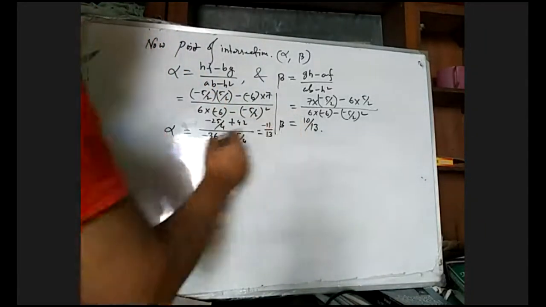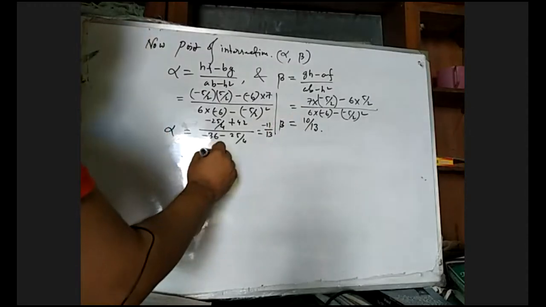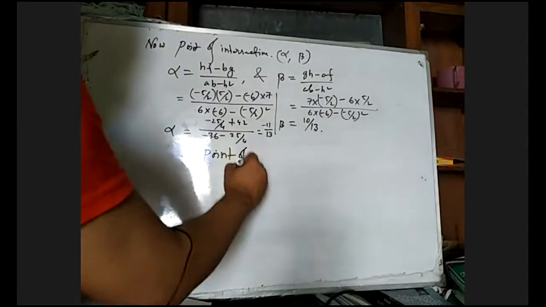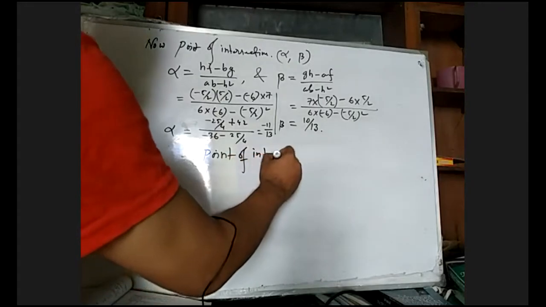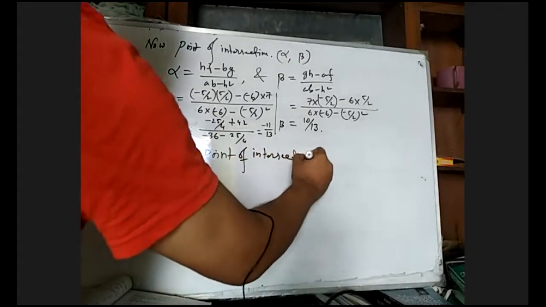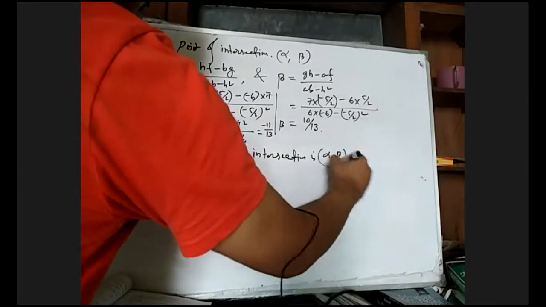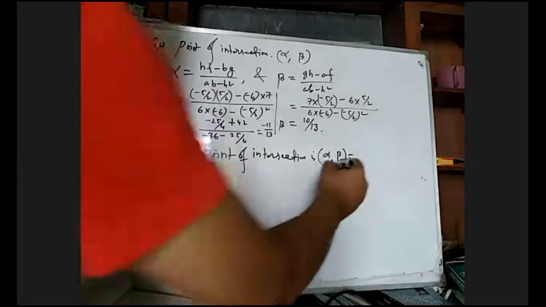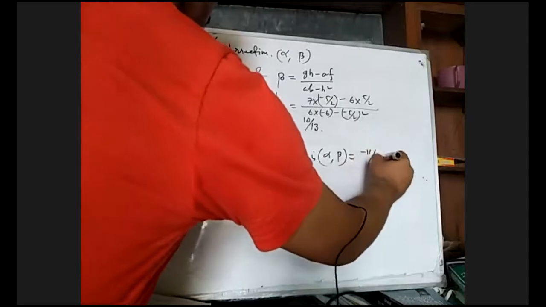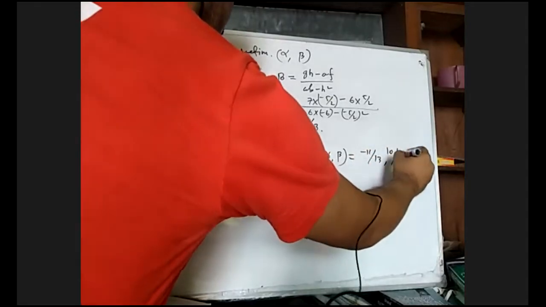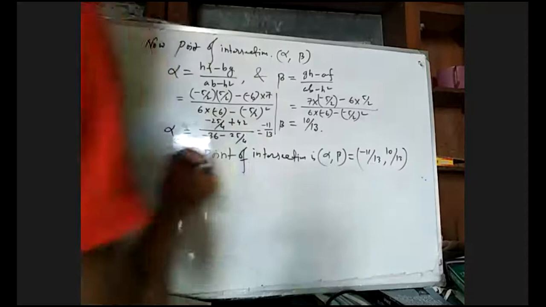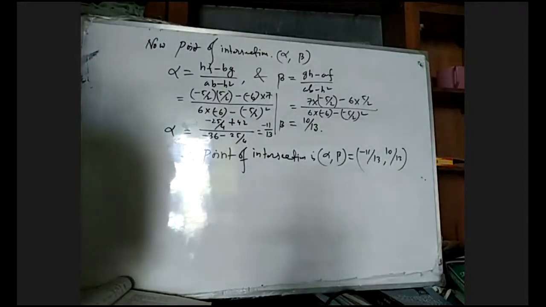So the point of intersection is what will be? Alpha beta will be what? Minus 11 by 13 and 10 by 13. This is the required result for you.